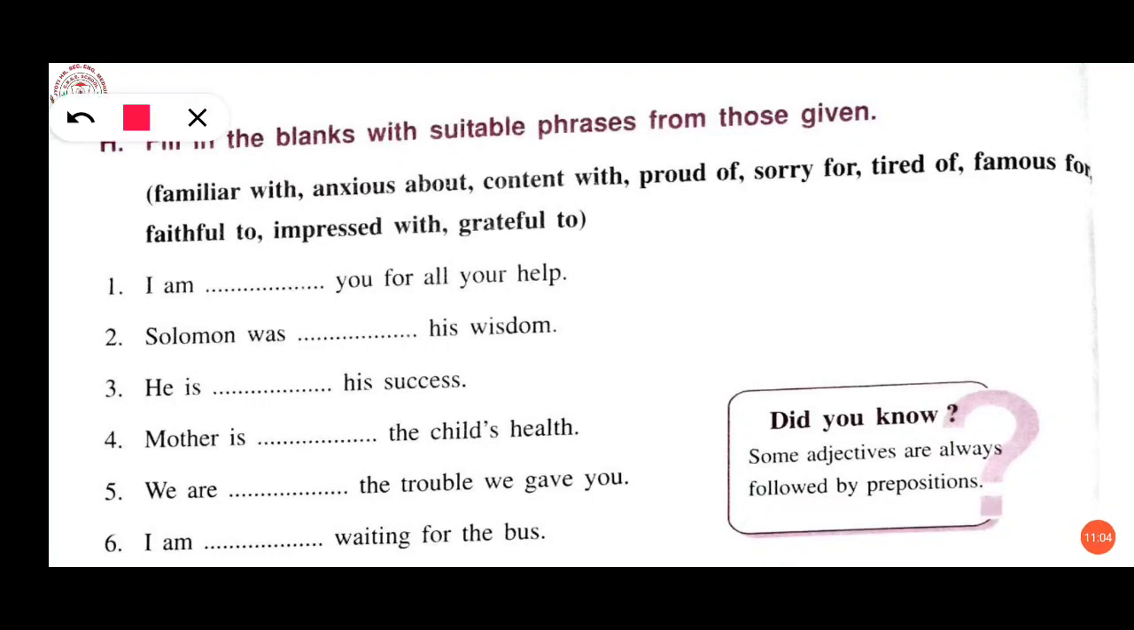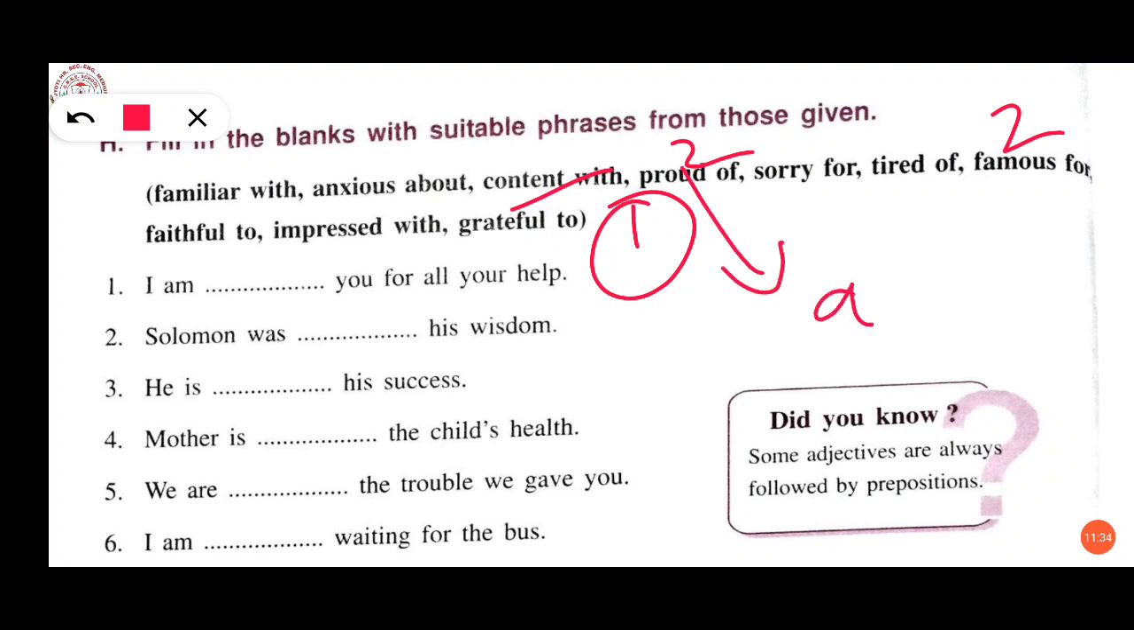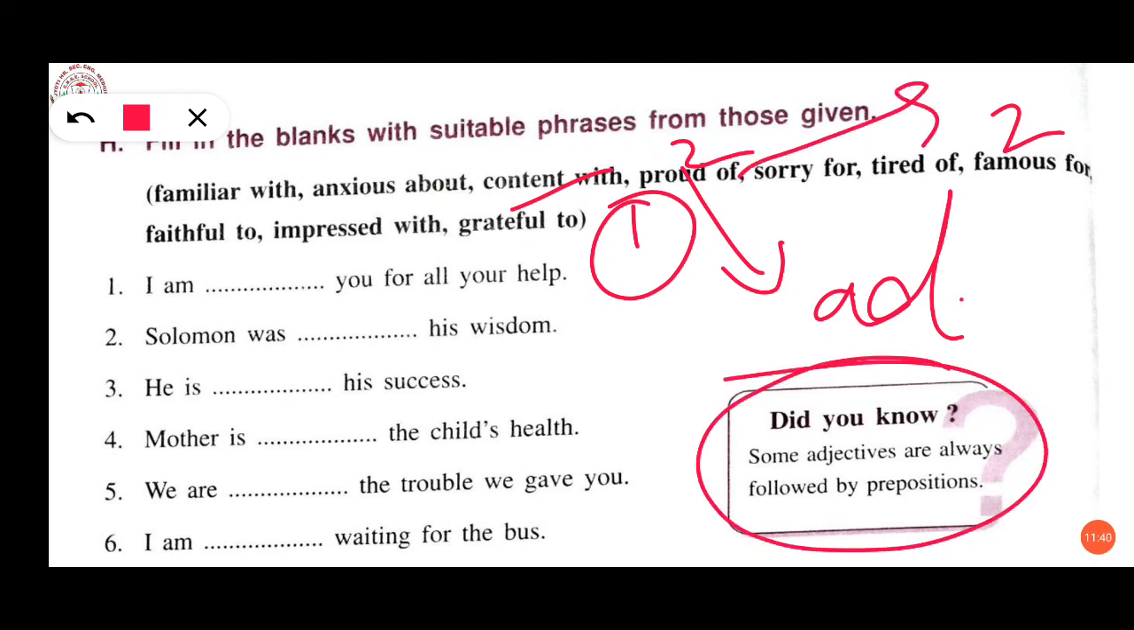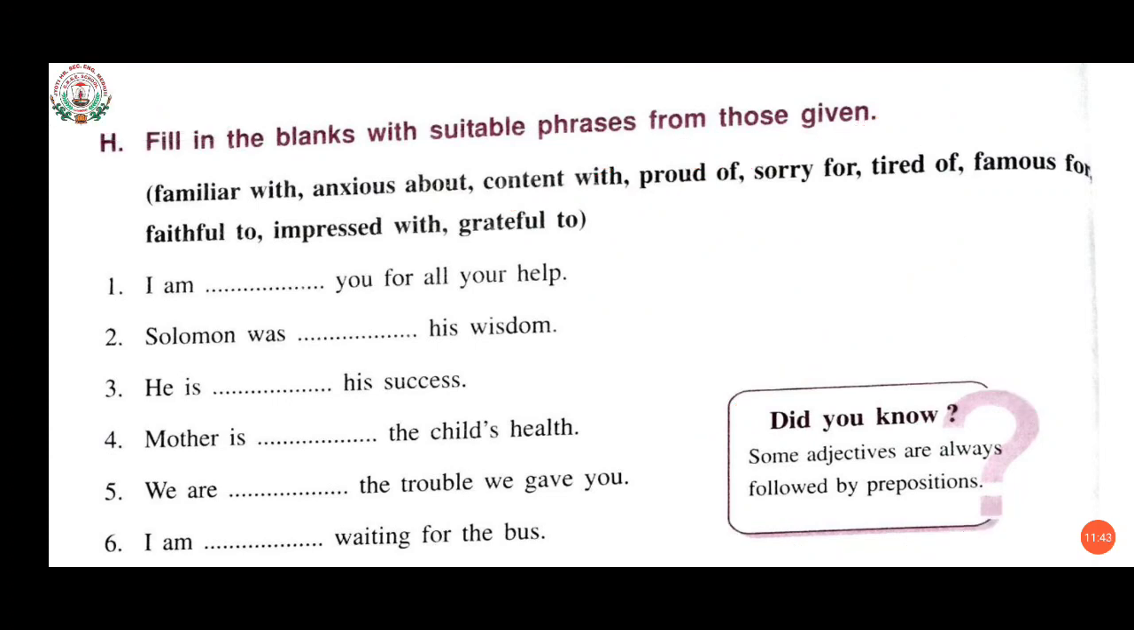Like here first one is given, I am dash you for all your help. Which one can you use? I am grateful to you for all your help. Second, Solomon was famous for his wisdom. Third is, he is proud of his success. Here proud is an adjective and of is a preposition. So this is applied over here.